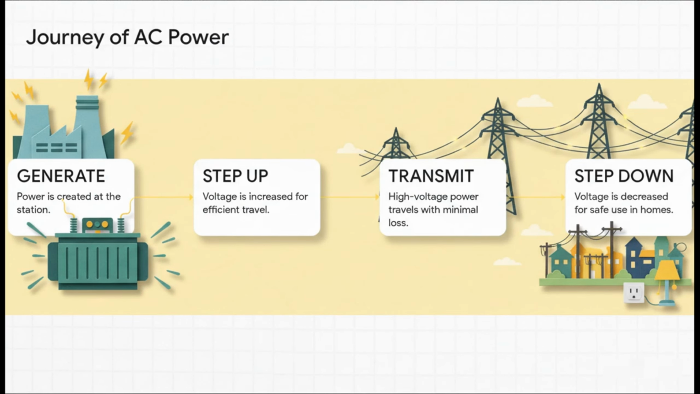So let's walk through the entire journey. It's actually a beautiful four-step process. First, you generate the power at the station. Then, step 2, and this is the critical part. A transformer steps up the voltage to incredibly high levels. We're talking hundreds of thousands of volts. Why? Because power transmitted at high voltage loses way less energy to heat. Then you transmit it across the country. And finally, right before it gets to your house, another transformer steps it down to a safe, usable level. This simple, elegant system is the backbone of literally every power grid on the planet.